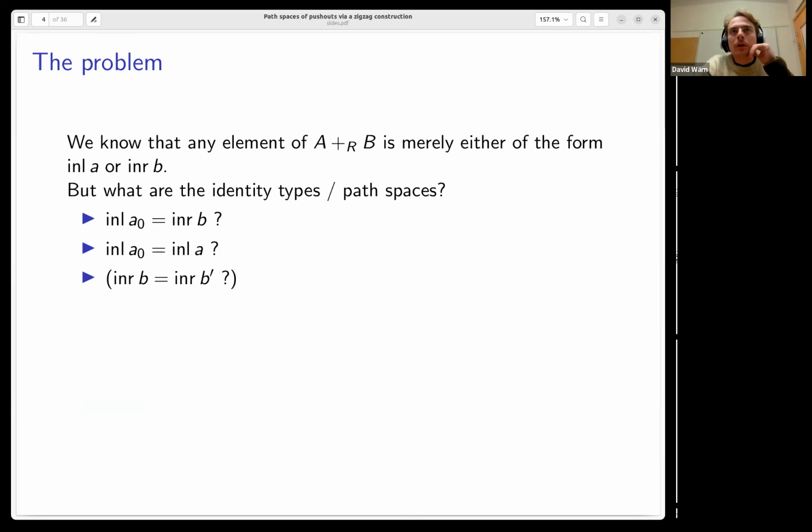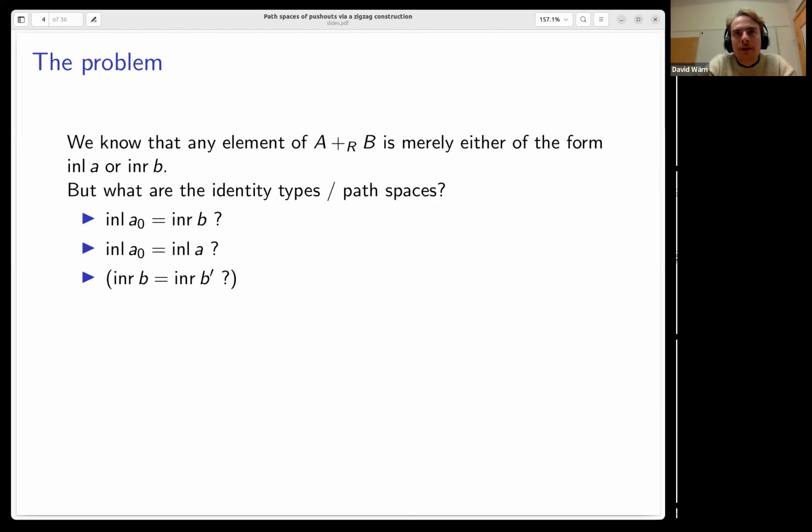Okay, so we'd like to understand these pushout types. We know that their elements are merely either of the form in left of A for some A or in right of B for some B. And then the next question one can ask is how are these canonical points identified in the pushout? So what are the identity types or path spaces between them?